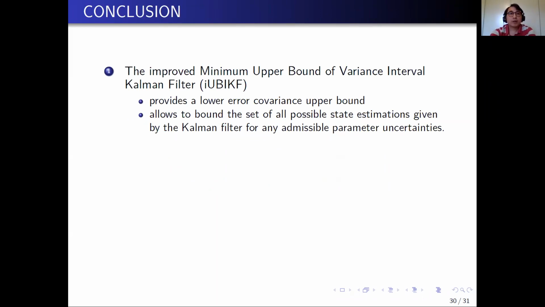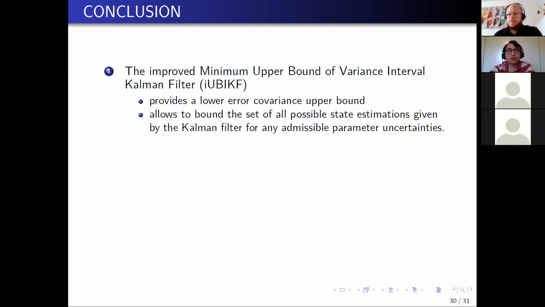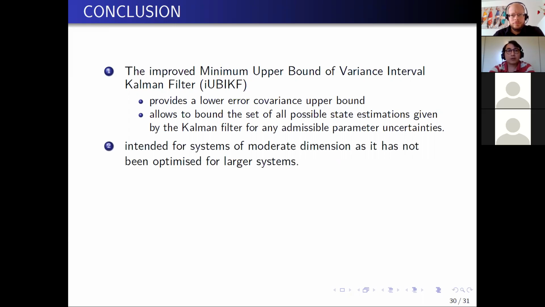To conclude, the improved minimum upper bound of variance interval Kalman filter, IUBIKF, is proposed in this research. It provides a lower error covariance upper bound, and it also allows to bound the set of all possible state estimations given by the Kalman filter for any admissible parameter uncertainty. This filter is intended for systems of moderate dimension, and so it has not been optimized for larger systems.